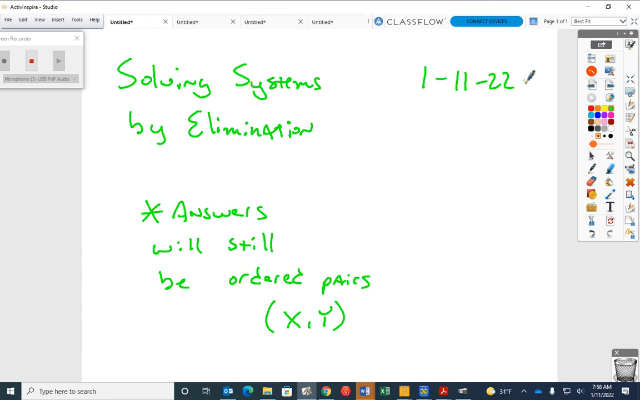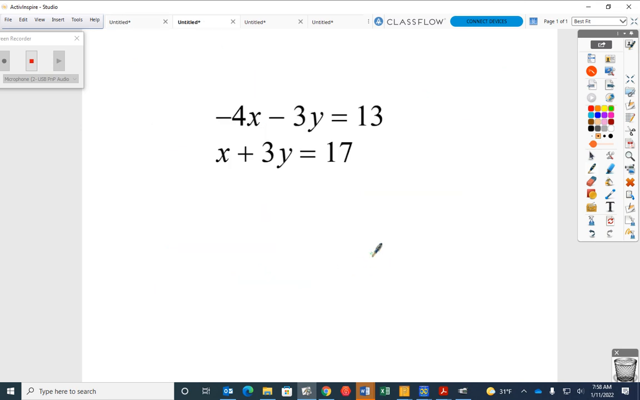Now there are two types of elimination we're going to do. The first one is addition. Addition is really easy, you'll see. And then we're going to do subtraction. Subtraction is a little bit different, but it's actually pretty easy. All right, so let's take a look at this system of equations.